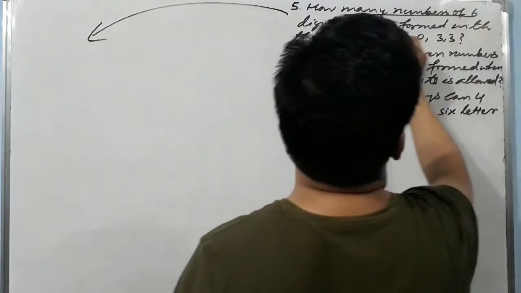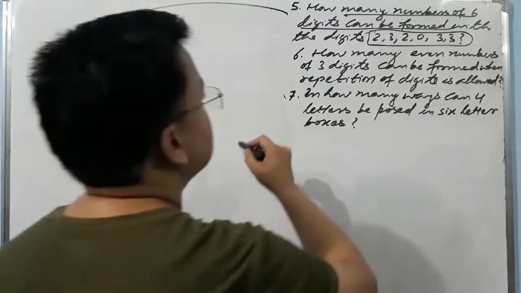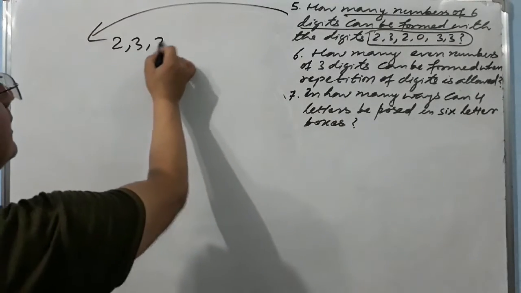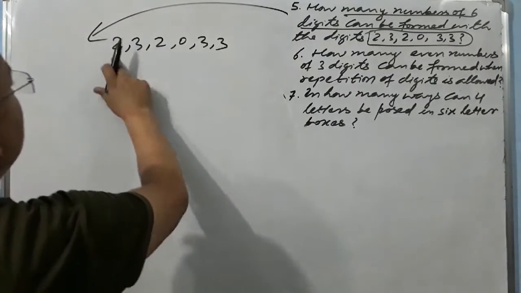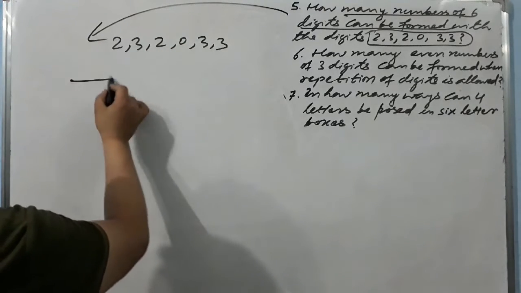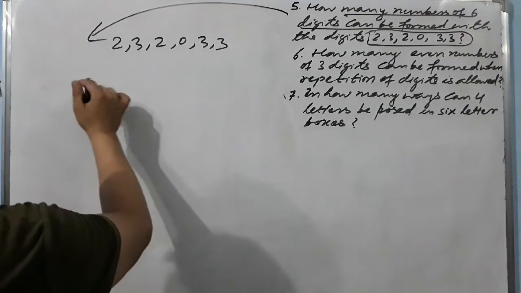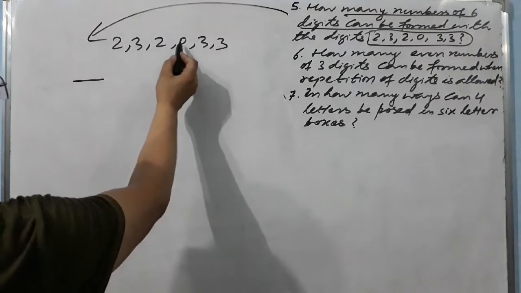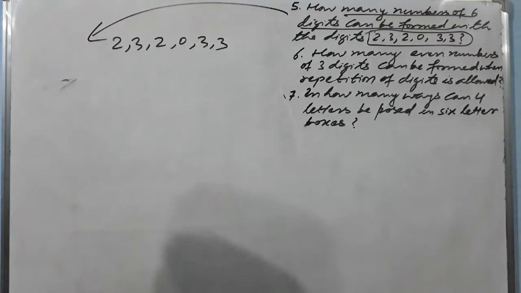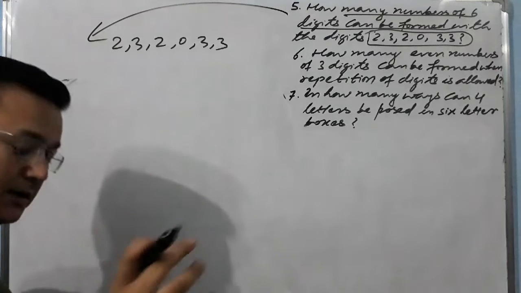How many numbers of 6 digits can be formed with these digits: 2, 3, 2, 0, 3, 3? Firstly, you can find the number of arrangements of 6-digit numbers in which 0 may come at first, because there is a 0. If we use the formula, 0 may come at first also. So you may write it this way. Listen to me very carefully.